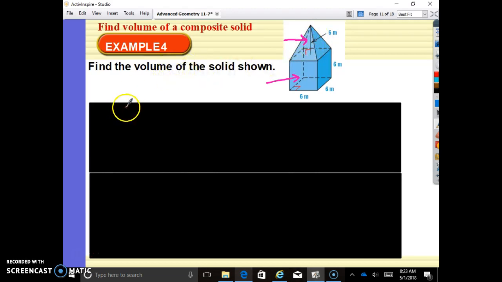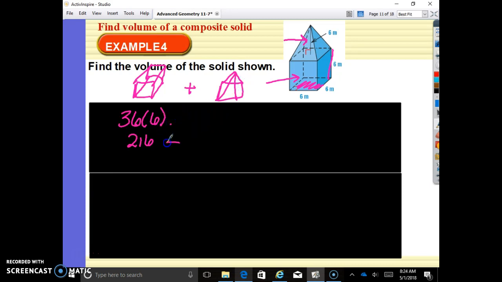So the volume of the cube, area of the base, 6 times 6, or 36, times the height, 36 times 6. What is 36 times 6? 216. So the volume of your cube is the area of the base times the height, or 36 times 6, okay? And now you have to add that to the volume of your pyramid.